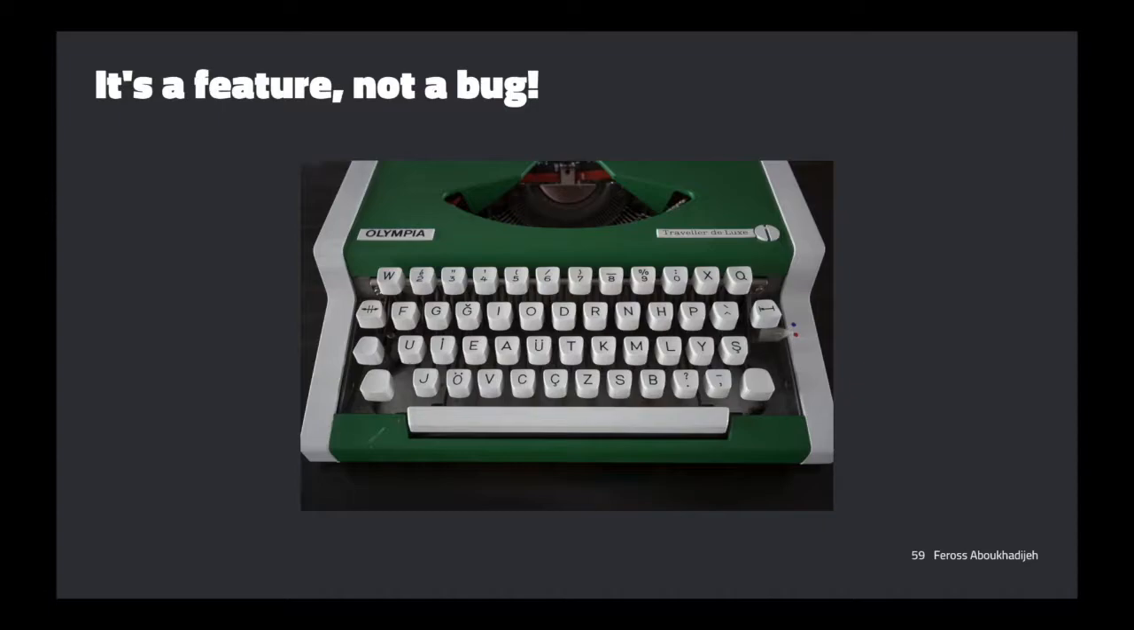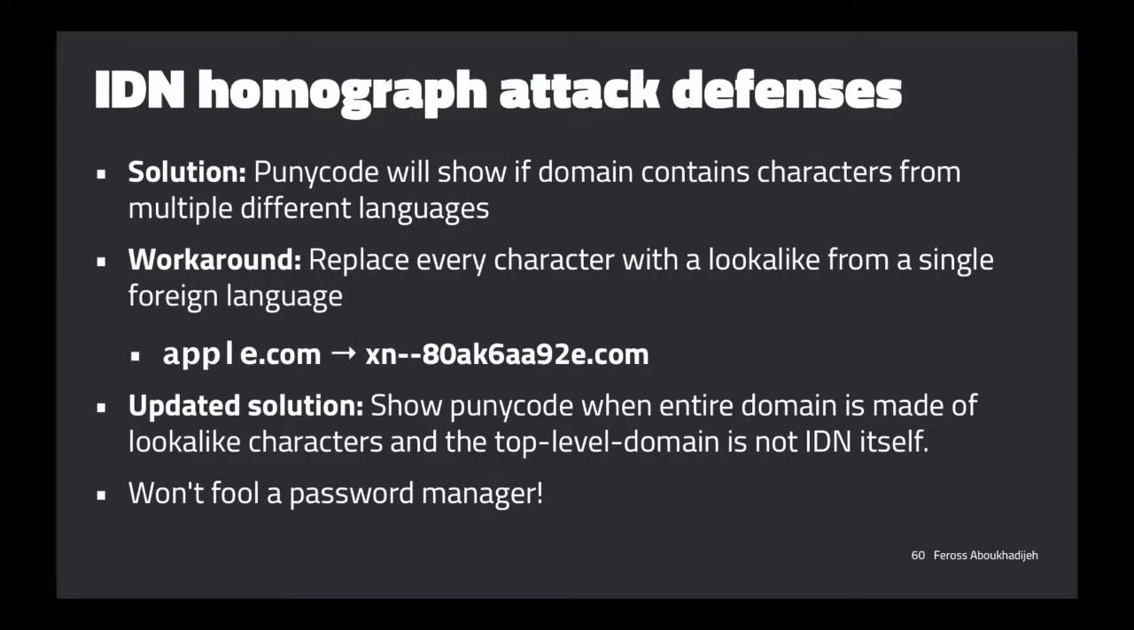And this L and 1 thing is still a thing that confuses us with modern browsers as well, because 1s and Ls still look really similar. And so you might be not on Google.com, but on Google 1e.com, and it might look similar. So the solution is to use Punycode whenever it could potentially be confusing, and the updated solution since 2017 in Safari and Chrome is, when the entire domain is made up of lookalike letters and the top level domain is not an international domain, so it's a .com or .net or something, then we just always show it as Punycode.